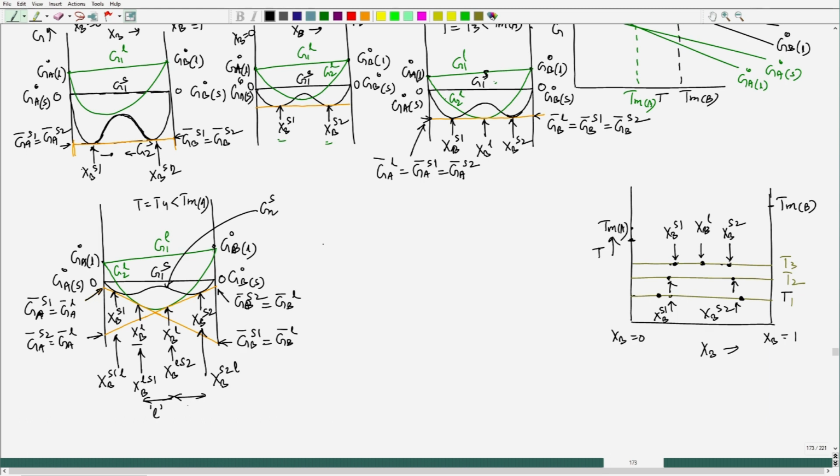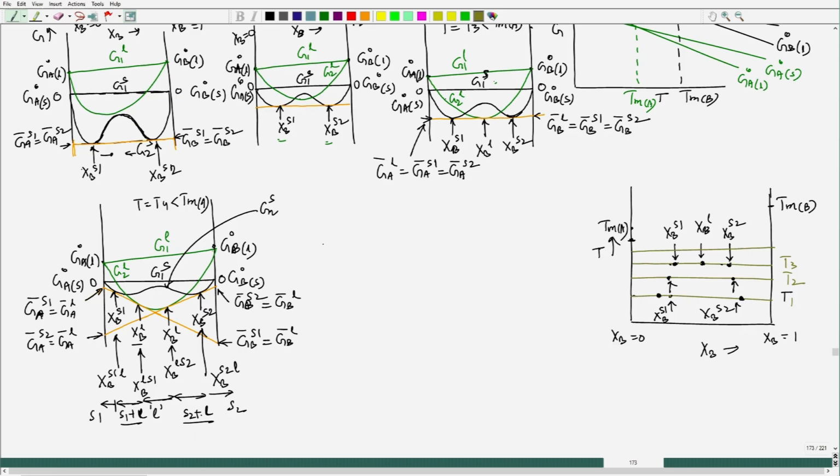Between these two, we have equilibrium between S2 and liquid. Between these two, we have equilibrium between S1 plus liquid, the existence of liquid and solid S1, and here solid 2 plus liquid. Now, on the right side of it we have S2, on the left side of it we have S1. In that way, all those compositions can be plotted on that T4 line. So, this is, let us say, the T4 line. Okay. And what are those compositions?